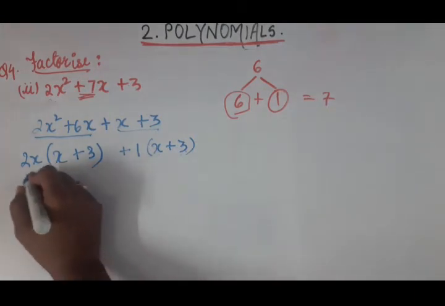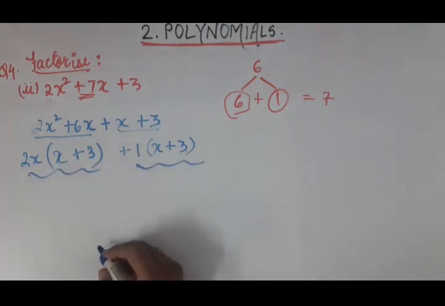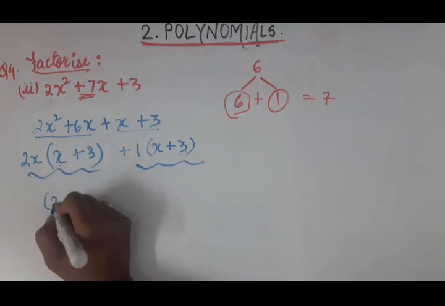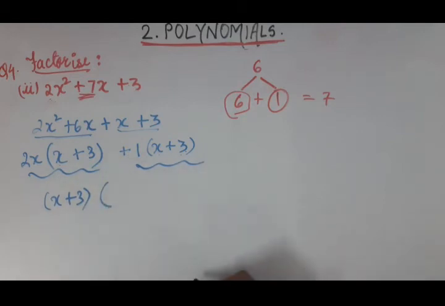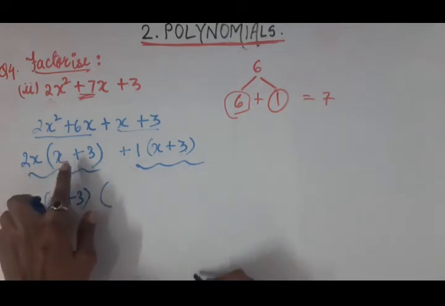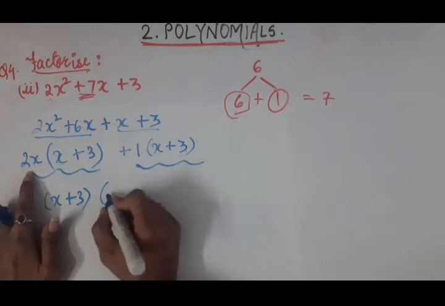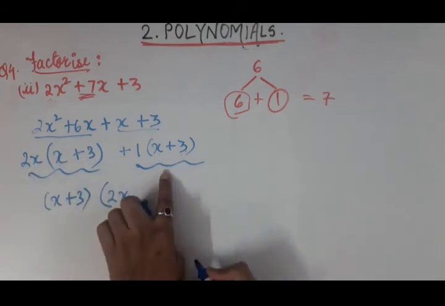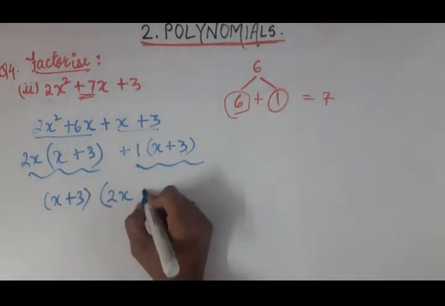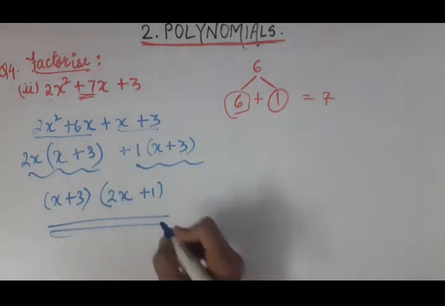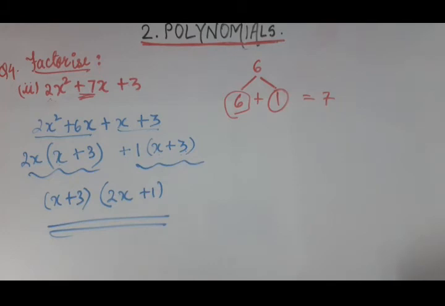Clear? Now from the two terms, what is common? The common is the bracket. So write the bracket once. If I take the bracket common, what remains? From this term, if I take the bracket common, what remains is 2x. And from this term, if I take the bracket x plus 3 common, what remains is plus 1. So these are your two factors of the given quadratic polynomial. Easy? Very easy. Now let us move to the third bit.